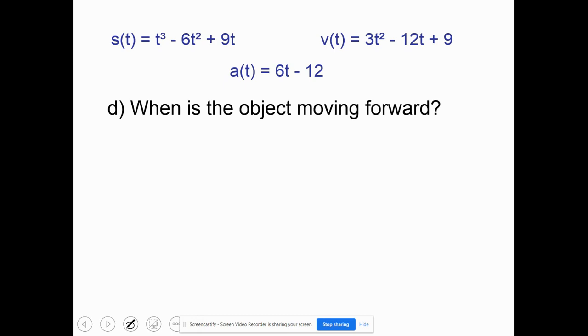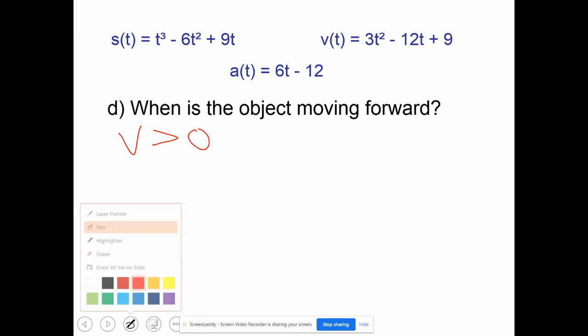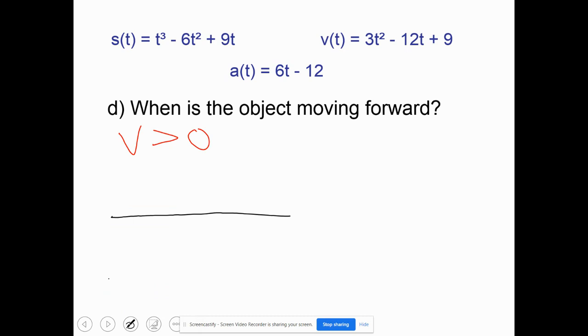So when is the object moving forward? Well, moving forward, we know from yesterday, this would be when you have a positive velocity. You want to know when the velocity is greater than 0. And probably the best way to do this is to actually create one of those wiggle graphs. And we want a wiggle graph for velocity. Specifically, we want to know when the velocity is equal to 0.